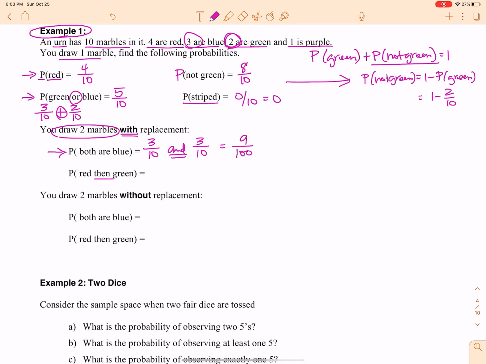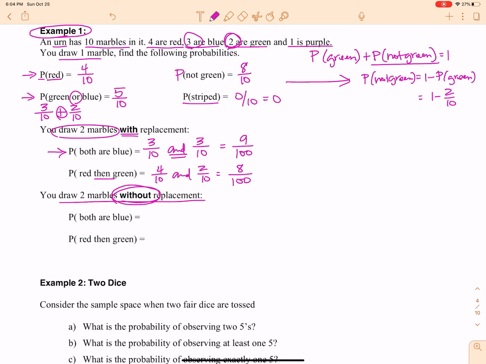Red, then green. Well, the probability that the marble is red is 4 out of 10, and then I'm going to put that marble back in, so the probability of getting a green one is 2 out of 10. So the probability here is 8 over 100. Magical. All right, 2 marbles without replacement.